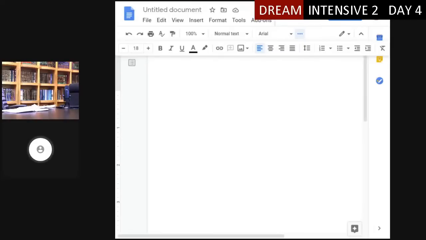The workbook does have a few mistakes in it, by the way. So if Ustad ever mentions something that is different from the workbook, then go with what Ustad is saying.